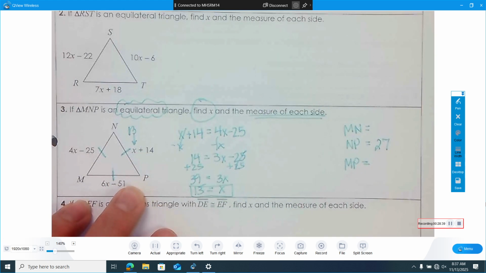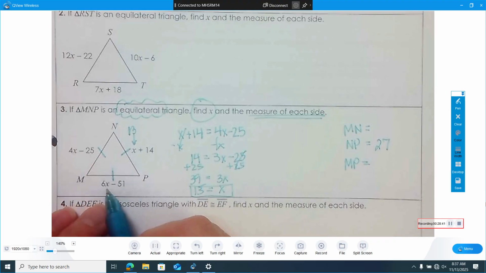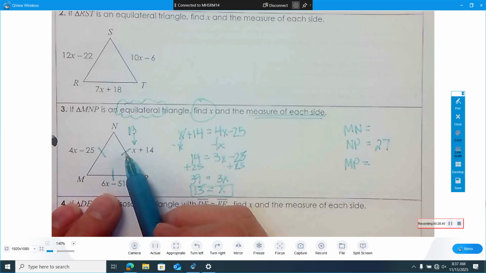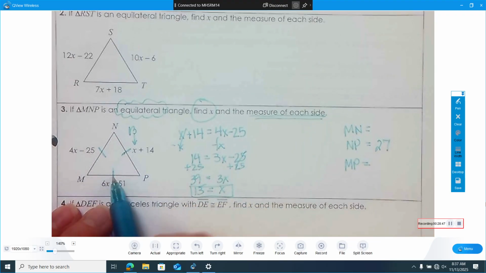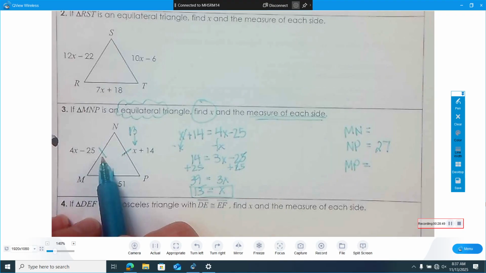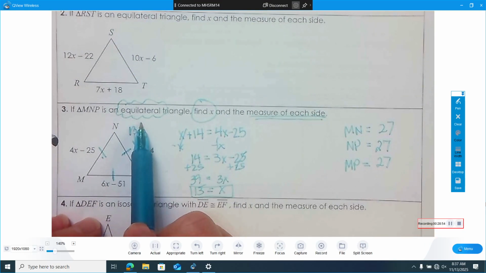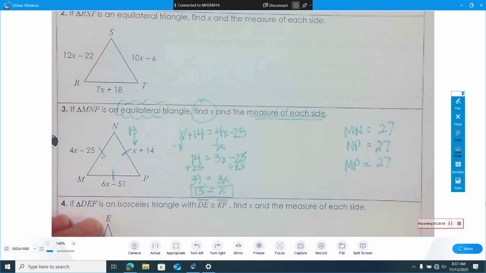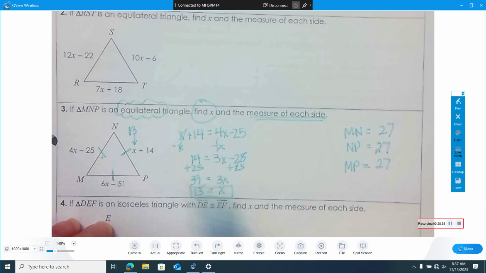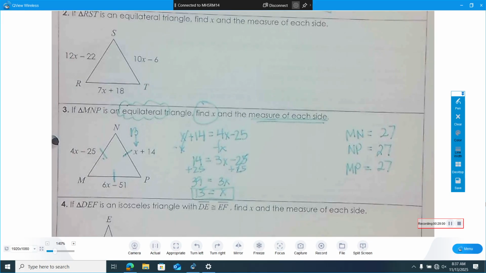27. And do I need to plug it in all the other places? Yes. I could, but if this side is 27, what's this side? 27, and that side is 27, because it is equilateral, right? So they should all work. It's a good thing to do. You could plug it back in and make sure. That would be good. All right, questions on that one?